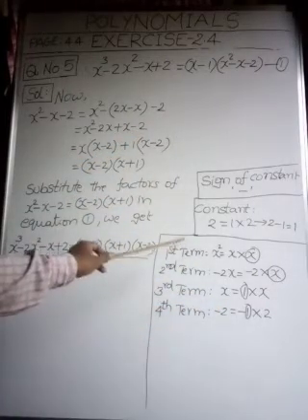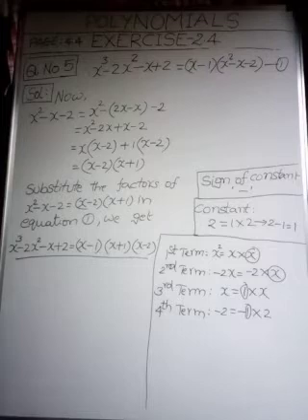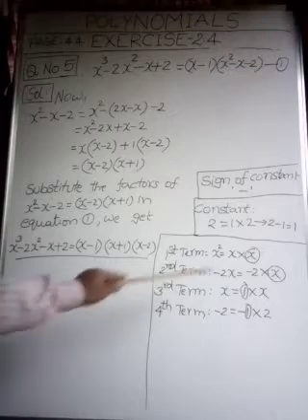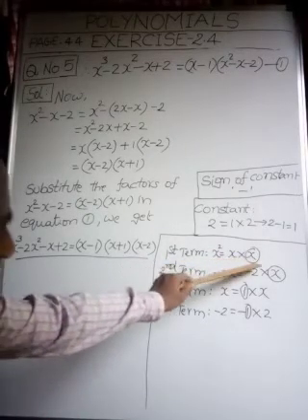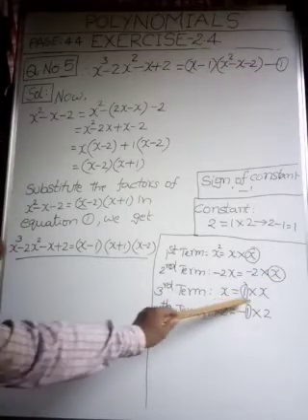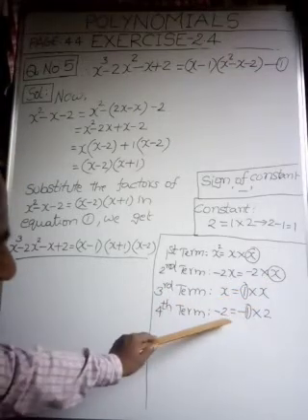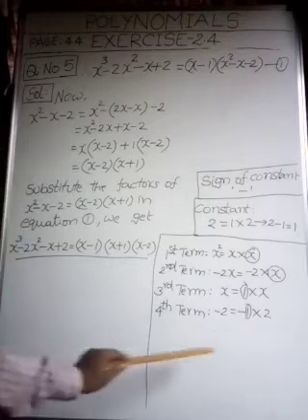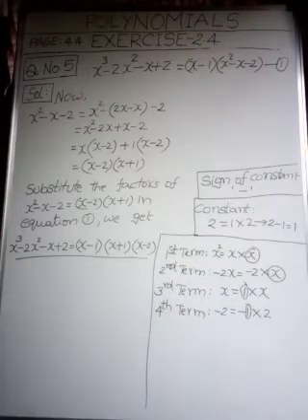In rough work I am writing the factors of each and every term by prime numbers. We factorize it. So x square can be written as x into x, minus 2x can be written as minus 2 into x, x can be written as 1 into x, and minus 2 can be written as minus 1 into 2. Understood this part, my dear children?